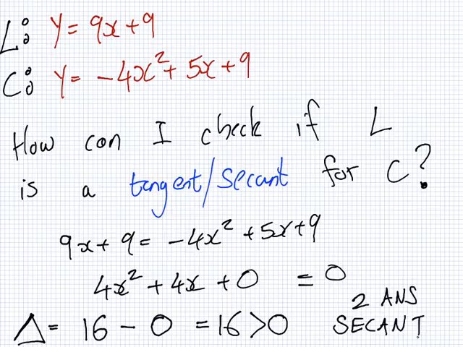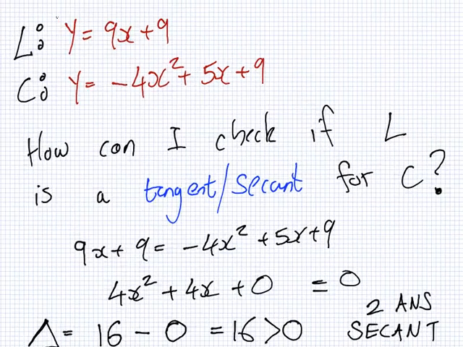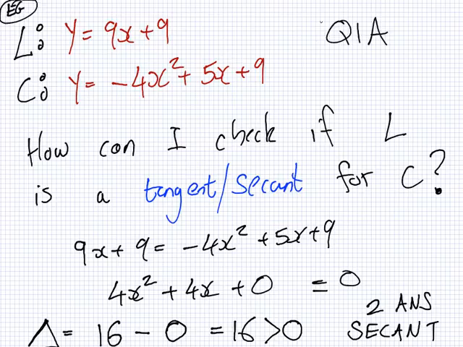So I don't know if people did it this way. I would like you to write this way down. So this is like our first example. This is question 1A. Okay, can you write this method down, please, using discriminant?